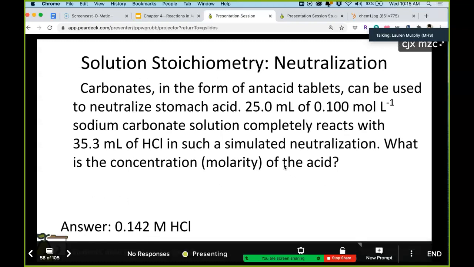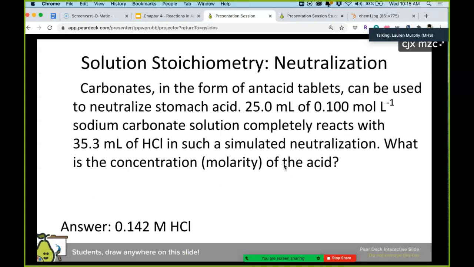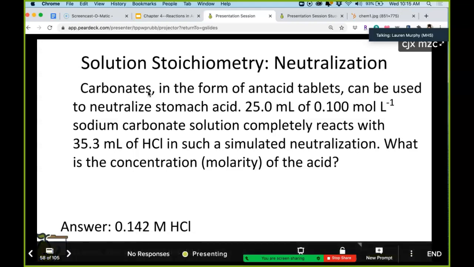All right. This is where I need you to listen very, very carefully. There are two ways to do this problem. I'm going to show you the long way and the beautiful, most beneficial way, and then I'm going to show you the short way. So this is called solution stoichiometry. So we're going to end up doing, obviously, mole-to-mole ratios. It's going to be based off of a neutralization reaction, which means an acid and a base. Acids and bases give you salt and water. And we're going to find out the concentration of the acid, given all this.